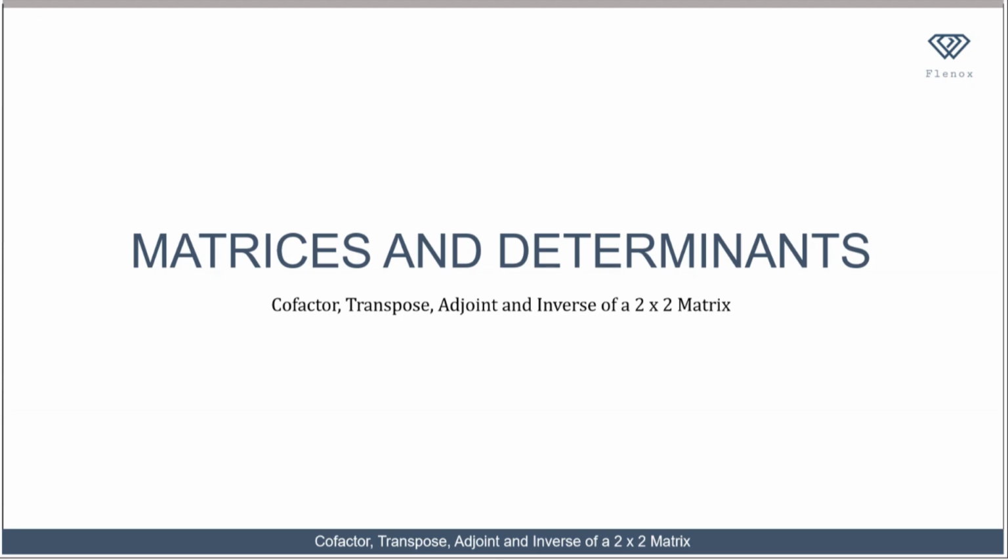Now let's look at the concept of cofactor, transpose, adjoint and inverse of a 2 by 2 matrix. We are limiting our discussion to 2 by 2 matrices because that is what is required of us for the purposes of JAMB. So now let's talk about cofactor.